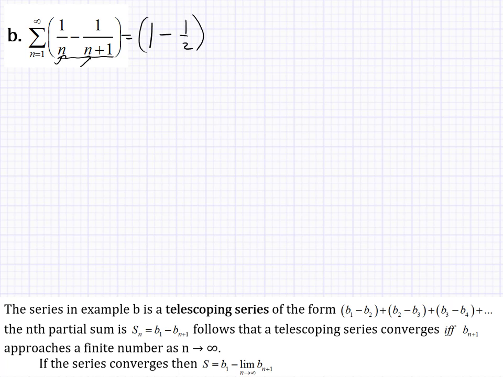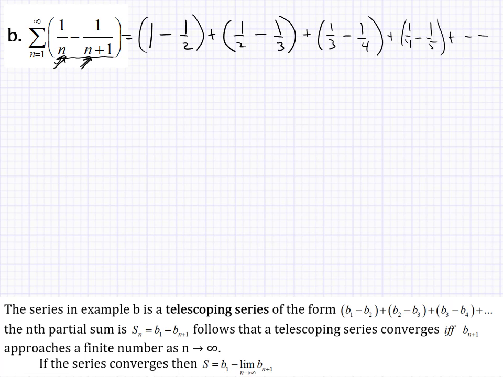That's the first term. Plus, then I'm going to plug 2 in for n here and here. So I get 1 over 2 minus 1 over 3. Then I'm going to get 1 over 3 minus 1 over 4. Then I'm going to get 1 over 4 minus 1 over 5, etc. And that's going to continue on forever. And I think you start to see something happening here. So let's look at the sequence of partial sums.